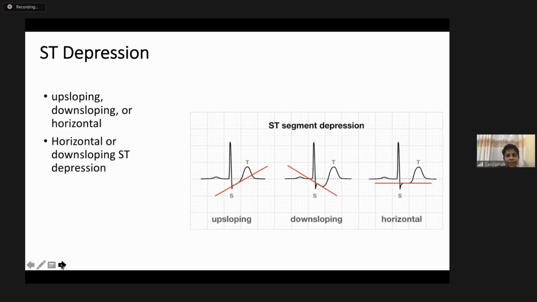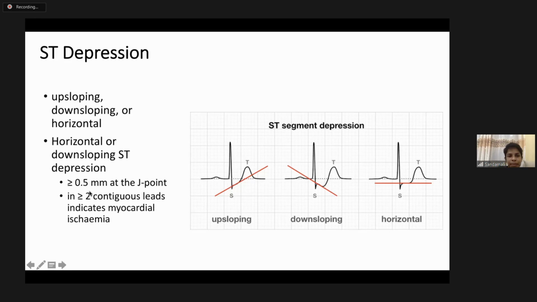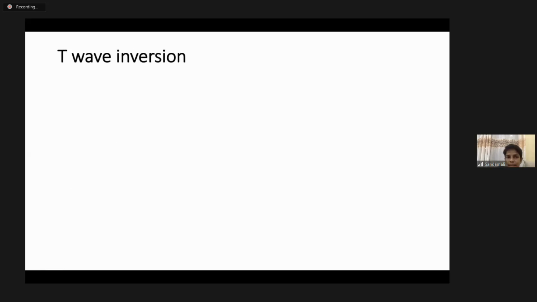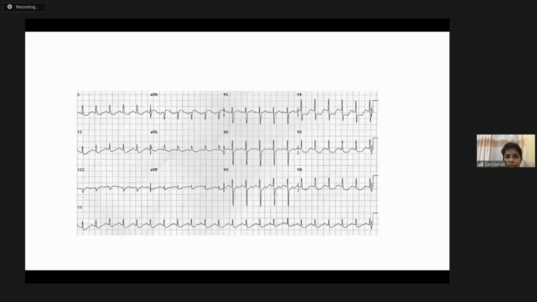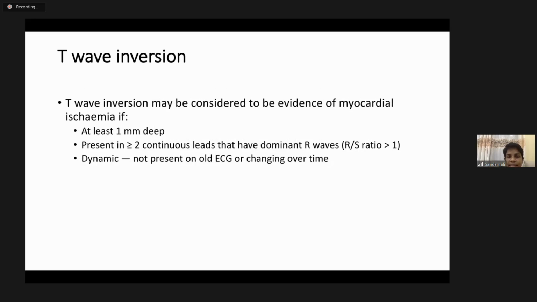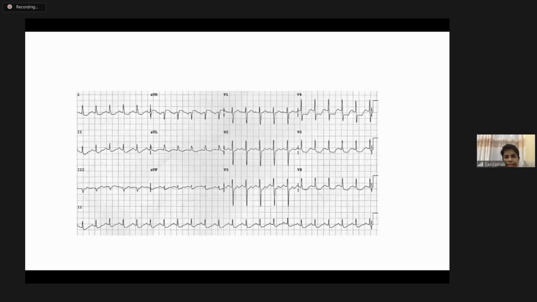Out of these three patterns, horizontal or downsloping ST depression should be more than 0.5 millimeter at the J point, and it should occur in more than two contiguous leads. Then it is taken as myocardial ischemia. T wave inversion is considered a sign of ischemia if it is at least 1 millimeter in depth, and present in more than 2 contiguous leads, especially those leads which have dominant R waves. And if it is dynamic, meaning T inversions were not present in the previous ECG and the new ECG shows T wave inversion, that is significant, and suggests myocardial ischemia.